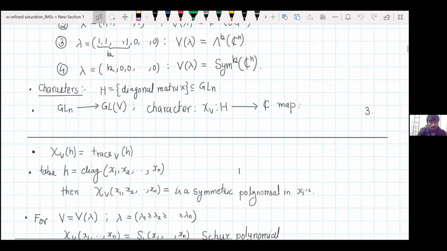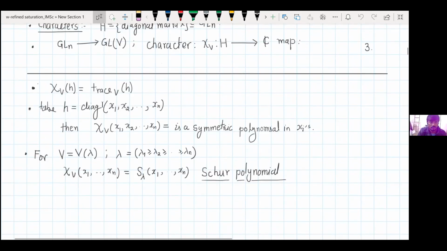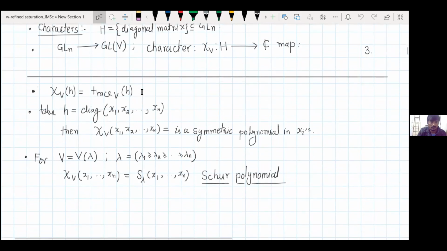Let's talk about characters. For defining a character, you take a diagonal matrix of GLN. If you have a representation GLN to GLV, characters are defined from diagonal matrices. It's a map from diagonal matrices to C. And what is this map? You take the image of H and take the trace of that. So that is called the character.